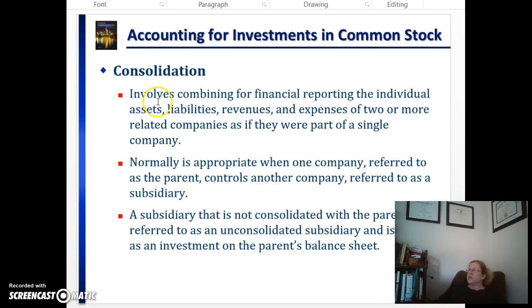And so then let's consider consolidation. This involves combining for financial reporting the individual assets, liabilities, revenues, and expenses of two or more related companies as if they were part of a single company. Normally, this is appropriate when one company, referred to as the parent, controls the other company, which we call the subsidiary. A subsidiary that is not consolidated with the parent is referred to as an unconsolidated subsidiary, and it would be shown as an investment on the parent's balance sheet.